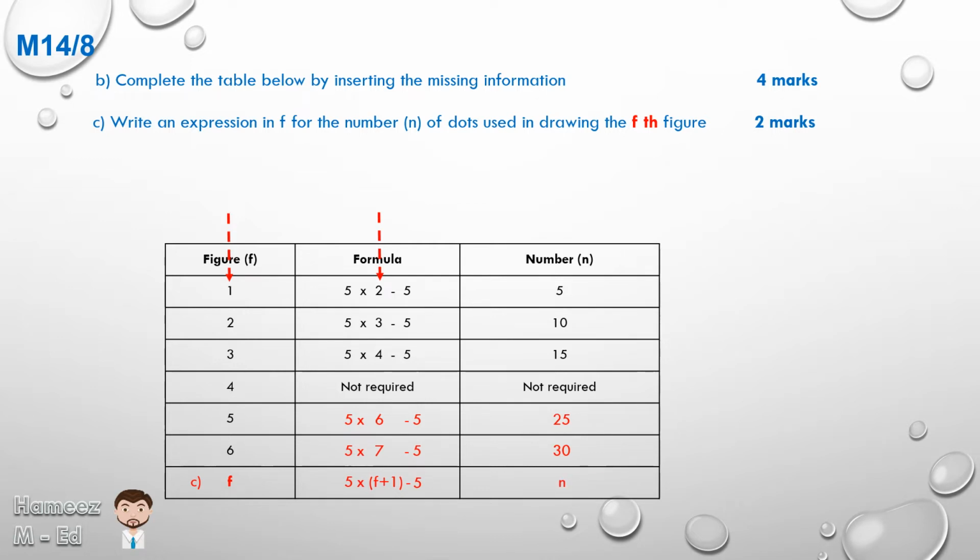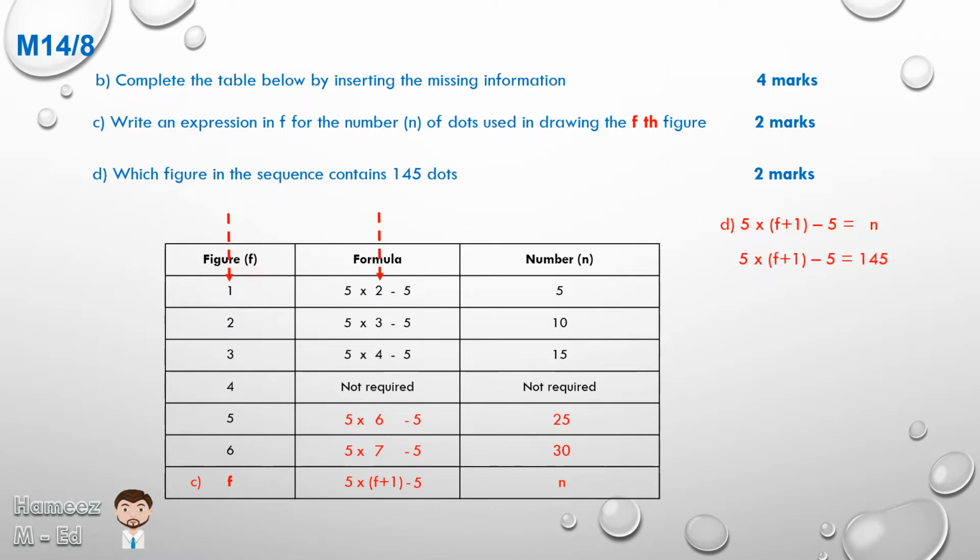Now the last part of the question, for 2 marks, part D, which figure in the sequence contains 145 dots? So, we know the formula, we've just written it in part C, that 5 times f plus 1 minus 5 is equal to n. And they just gave us the number of dots, 145. As such, we can rewrite it by substituting. So we'll have 5 times f plus 1 minus 5 is equal to 145. And of course, like every other question in math, there are many different ways to solve it. So I'll just be using one way, which I've found to be pretty simple.